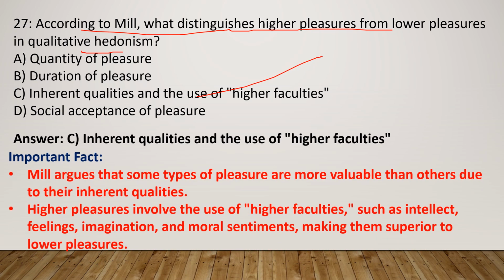Let us know some important facts about this topic for solving many direct as well as indirect questions related to this topic. Mill argues that some types of pleasure are more valuable than others due to their inherent qualities. Higher pleasures involve the use of higher faculties such as intellect, feelings, imagination, and moral sentiments, making them superior to lower pleasures.